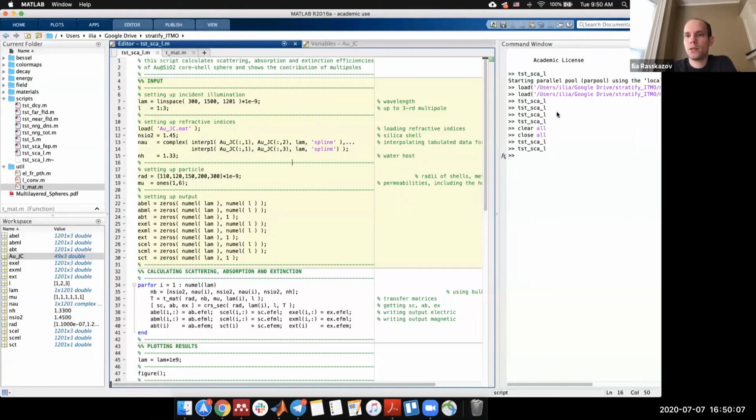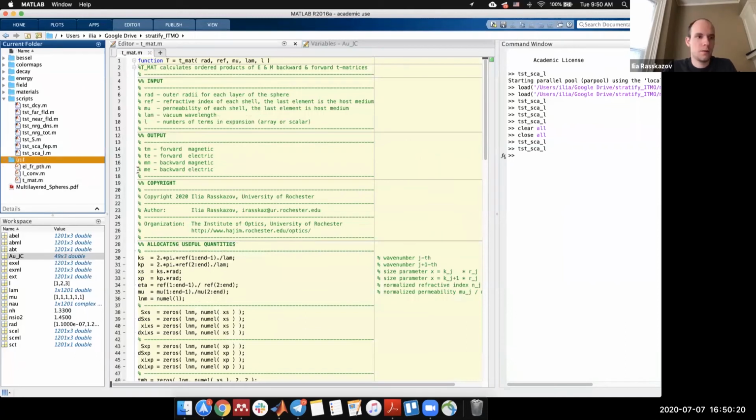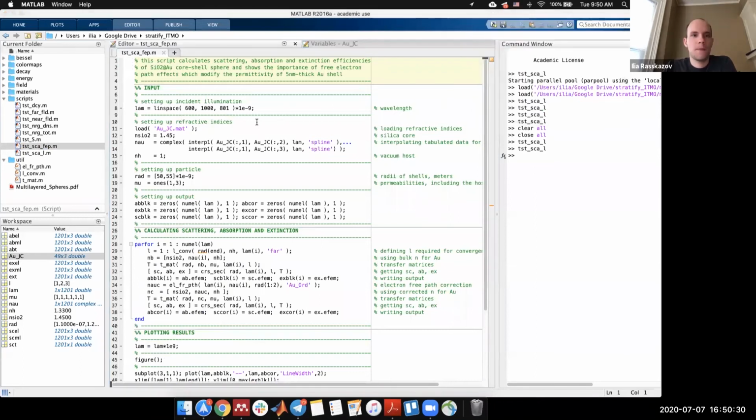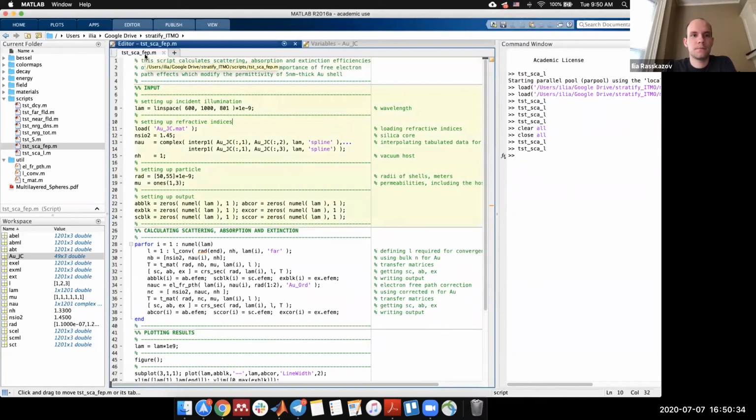If I don't see any questions, yeah, I would go ahead. So I just close this. What I would like to show you is this script, test scattering FEP. I'm going to give you a minute to open up this script. Okay, I hope everybody found the TST SCA FEP.